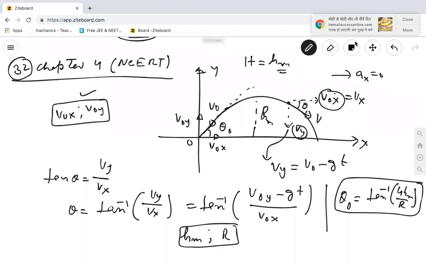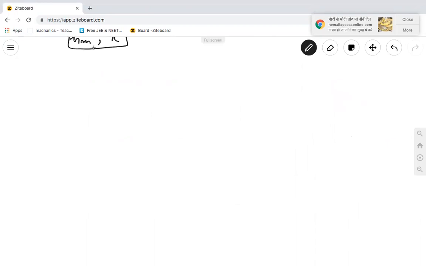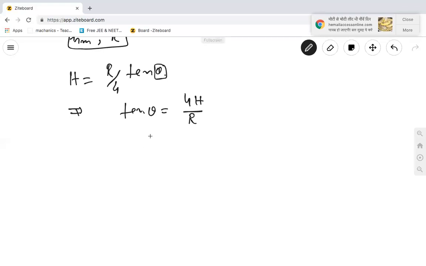Okay, now please pay a little attention. You have done this earlier, so I will do it with the same thing that I have shown before. You know, h is equal to r by 4 tan theta. Do you know that? Yes, sir. Did you do it yesterday or not? But this theta is the angle with which it is launched. So tan theta is equal to what? 4h by r.